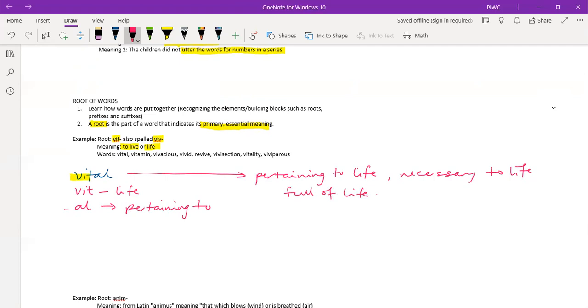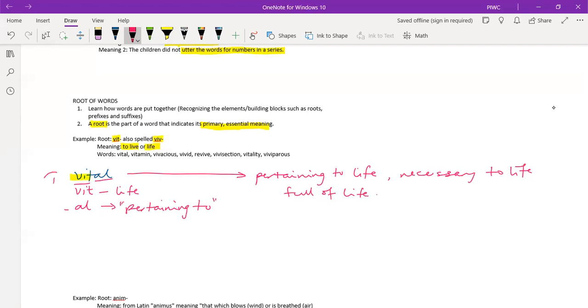So just by knowing the meaning of the suffix and the prefix, you can at least deduce what the word means, right? So VIT, life or to live, and AL, pertaining to. Now let's try another one.